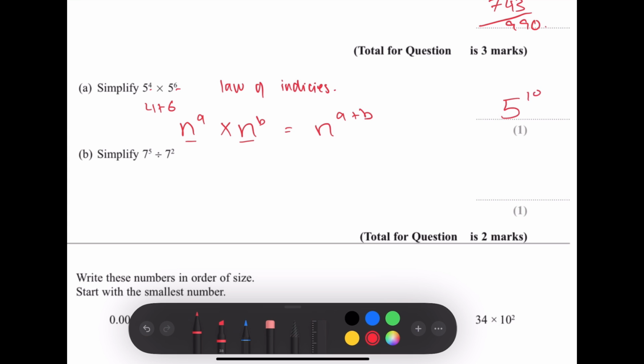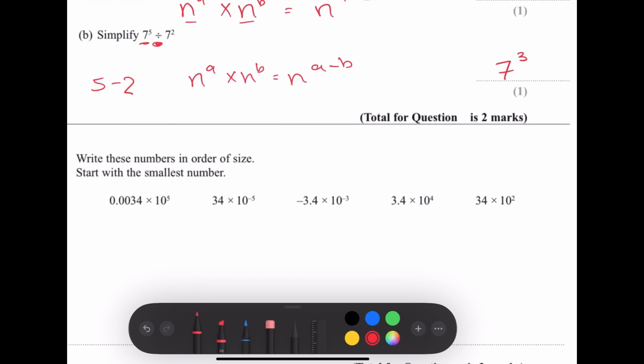Now with division, it is the same, but instead of adding, we just subtract them from each other. So here it will be 5 minus 2, so we know that it's 3, and then we just keep the base the same, so it's 7 to the power of 3.